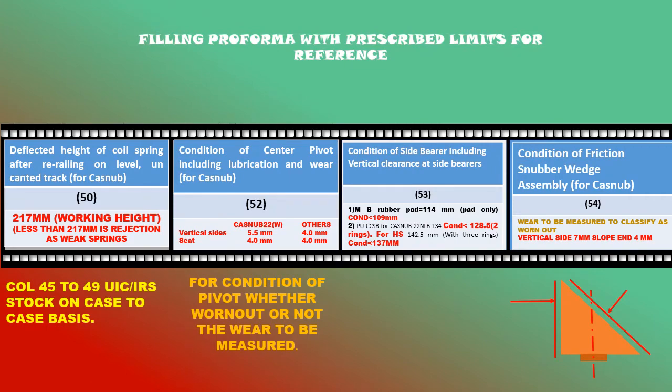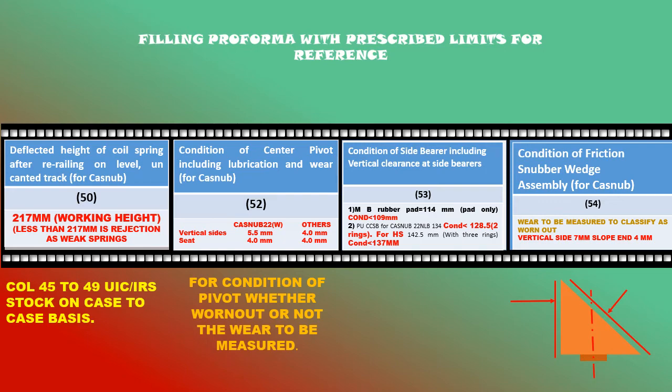Column 45 to 49 again pertain to UIC IRS stock, and this we can deal with in a different video. Column 50, this is a very, very important column, and this is in relation with 21. In column 21 we had a buffer height, and this is the factor which affects the buffer height. If the springs are weak, you will have the buffer height low. If you have springs stiff, the buffer height or the deflection will be poor. Again, it will be stiffer deflection.